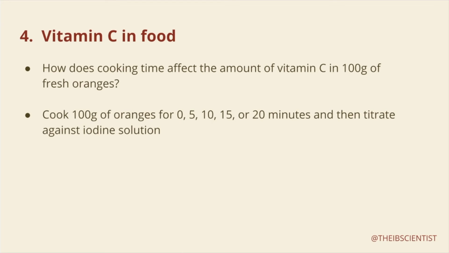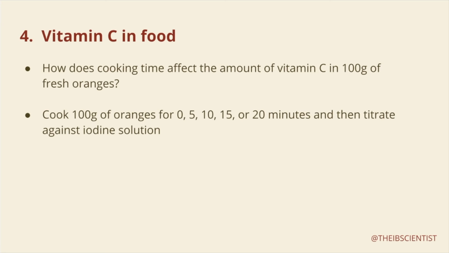So what you would basically do is you would take the amount of fruit that you decided on and you would cook it for various lengths of time. So you would take, in this case, 5 times 100 grams of oranges, and the first 100 grams you wouldn't cook. You'd cook for 0 minutes. So that means you would just test it raw. The second one you would cook for 5 minutes, then the third batch you would cook for 10 minutes, then for 15 minutes, and for 20 minutes.